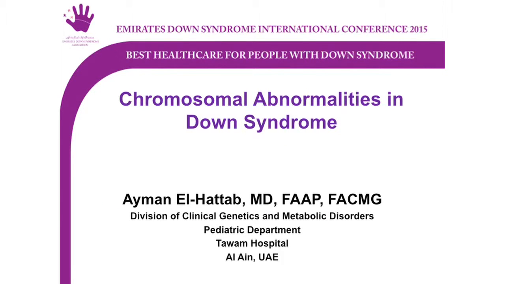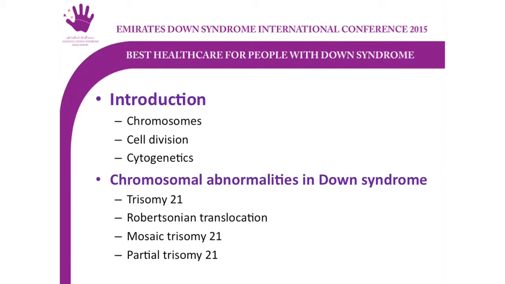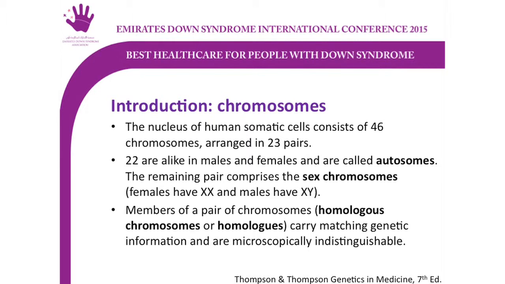The talk will be in two parts. The first one will be about basic biology information about chromosomes, cell divisions, and cytogenetics. And then after that, we can talk about the implications of this information and understanding the chromosomal abnormalities in Down syndrome. So first, most of us know that our somatic cells contain 46 chromosomes.